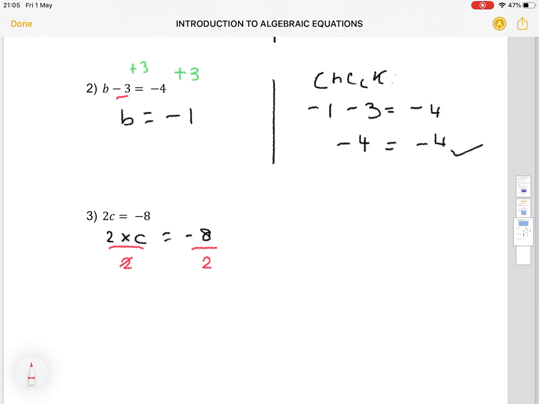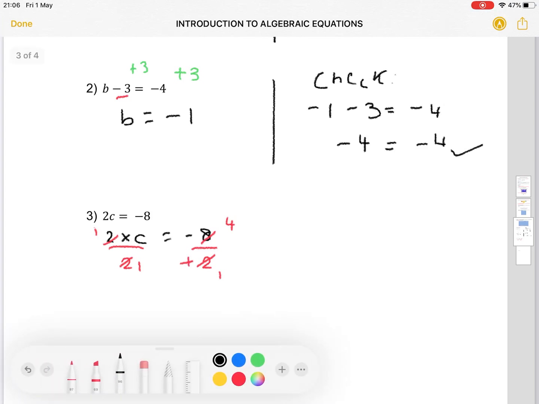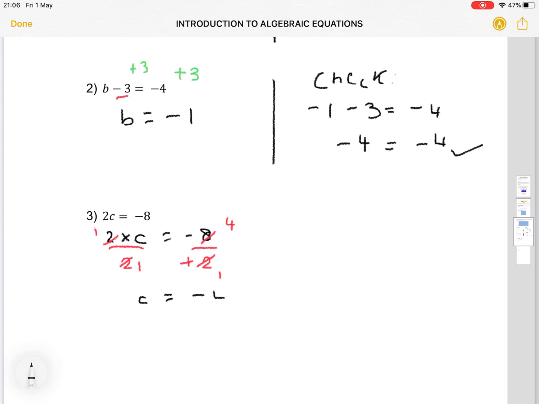I can cancel the 2 with the 2 on the left hand side. I can cancel the 2 with the 8 on the right hand side. Remember that the 2 was positive. So my answer C is equal to negative division by a positive. The answer is negative. 4 division by 1, the answer is 4. So C is equal to negative 4.